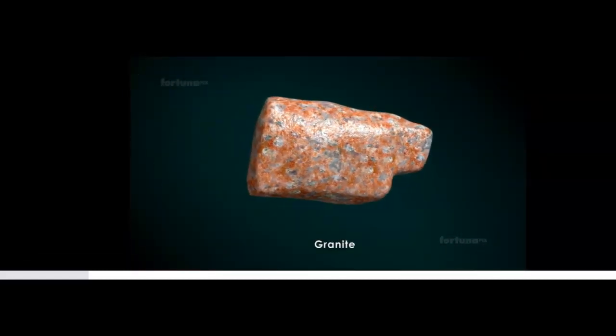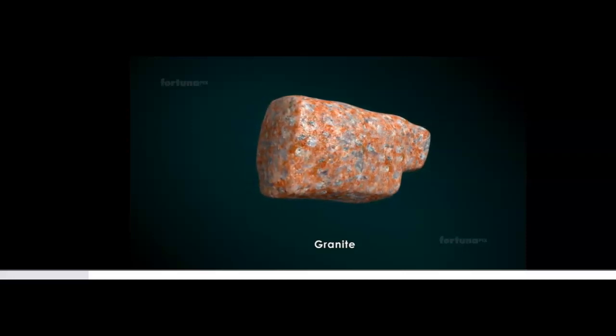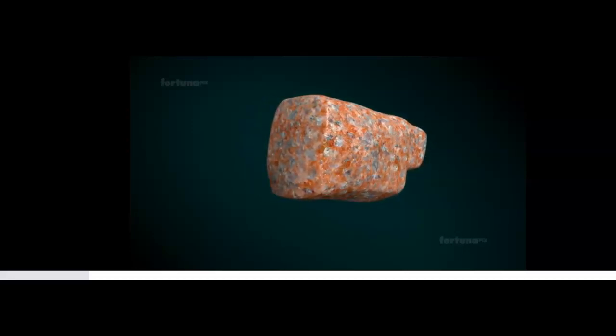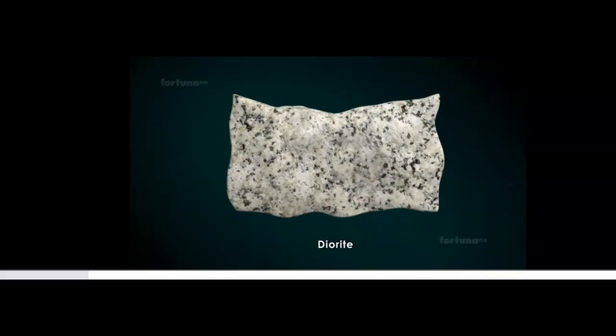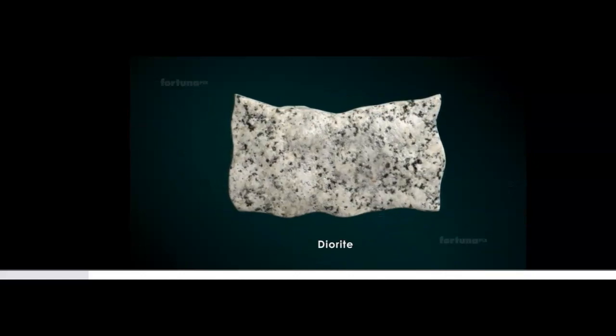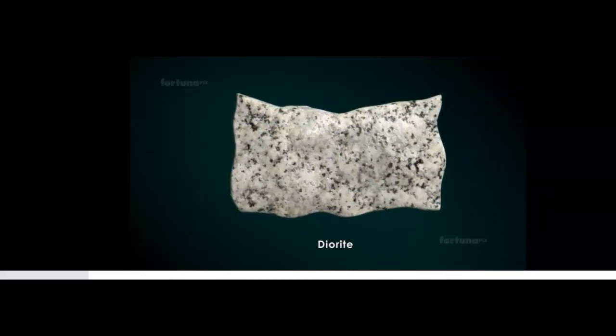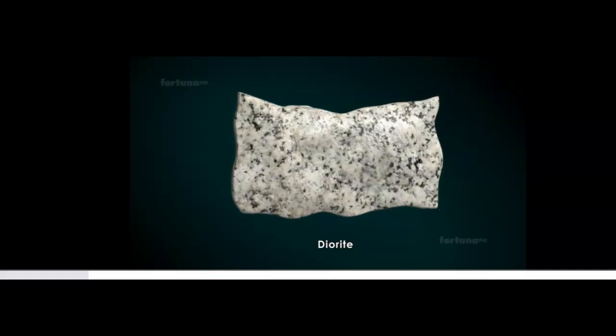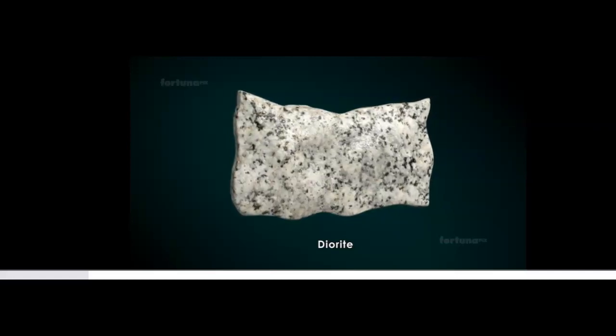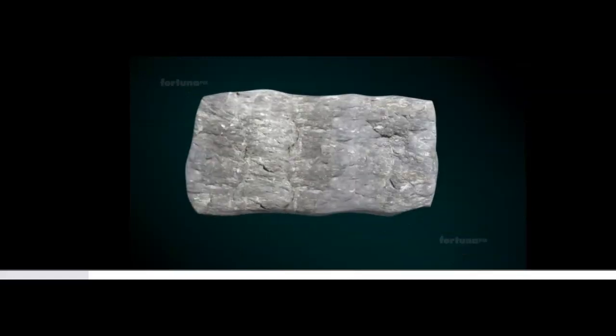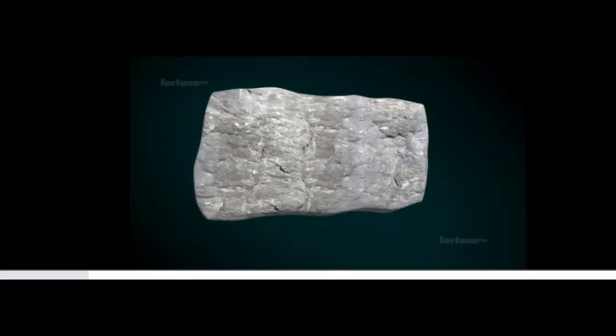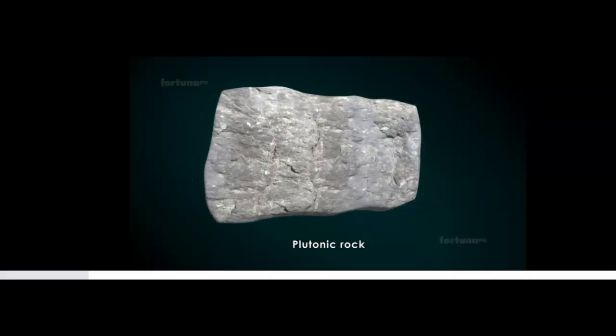Granite, a light-colored intrusive igneous rock, contains quartz and feldspar minerals. Diorite, another intrusive igneous rock that is a mixture of minerals such as feldspar, pyroxene, and hornblende, has a very coarse grain to it. As the deeper magma cools, it will become plutonic rock, which has the appearance of granite.